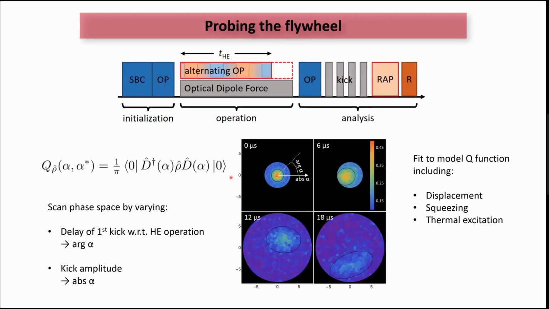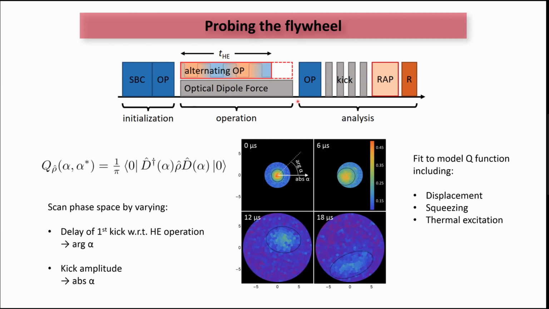So now how do we do this in practice, and how do we finally probe the energy deposited in the motional degree of freedom? The experimental cycle looks like this. We cool the ion to the ground state and initialize the spin. Then we do the alternating optical pumping for a fixed time with the optical dipole force switched on. So that's the operation of the heat engine. And then after that, the spin changes its role from the working agent of the heat engine to a probe of the state of the harmonic oscillator.